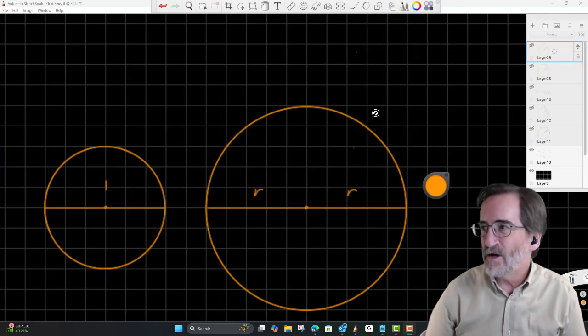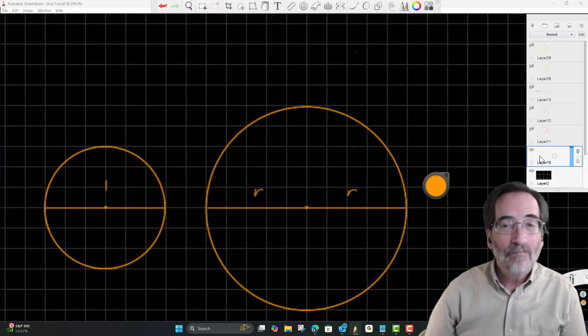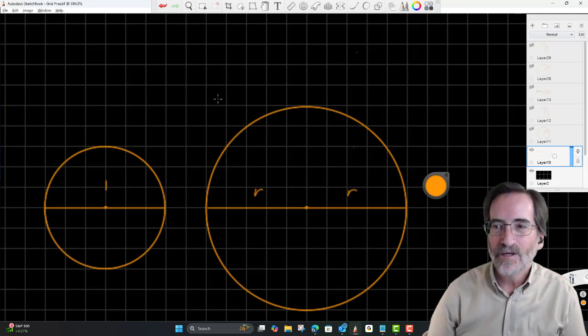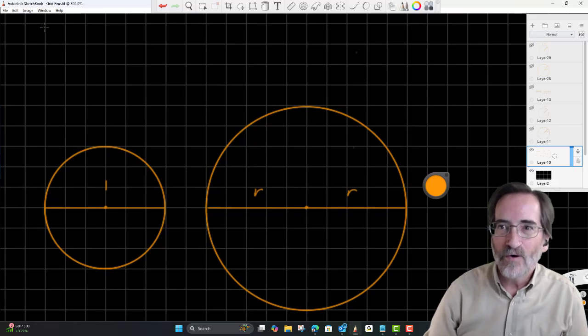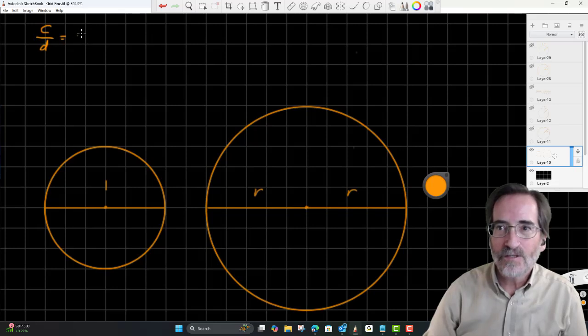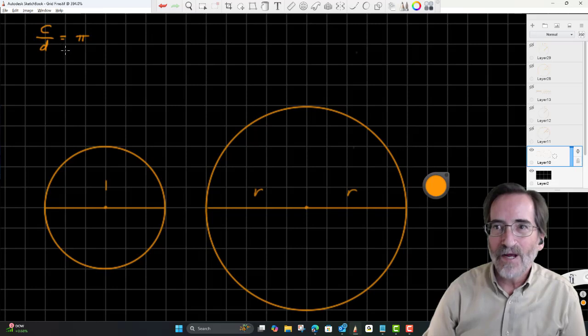Now, we can't talk about straight edges and adding them all up because a circle doesn't have straight edges. But here's a little bit of a justification for why the formula for the circumference of a circle is what it is. First of all, we have the definition of pi. Pi is defined as the circumference, the distance around the circle, divided by its diameter. Circumference divided by the diameter equals pi.